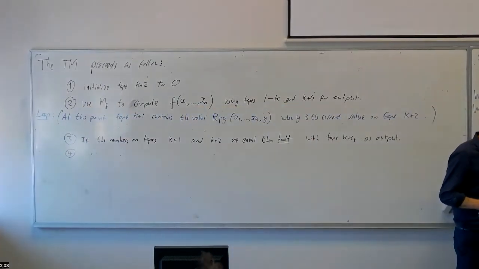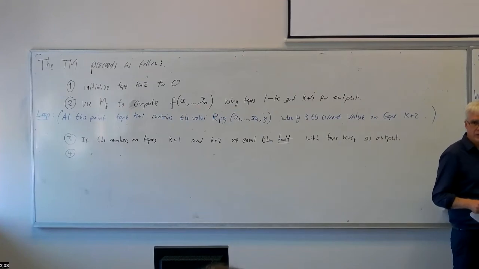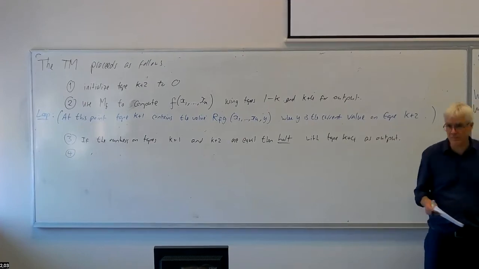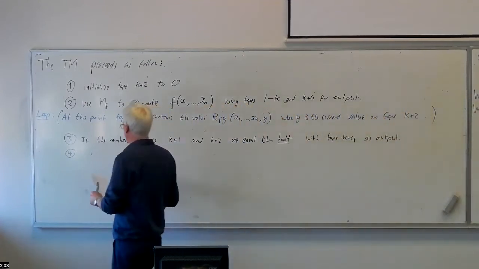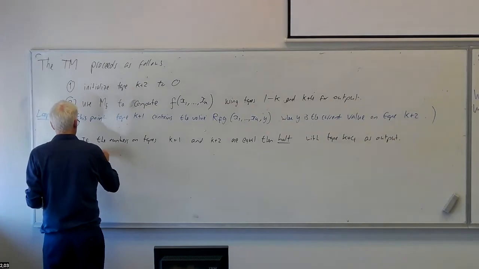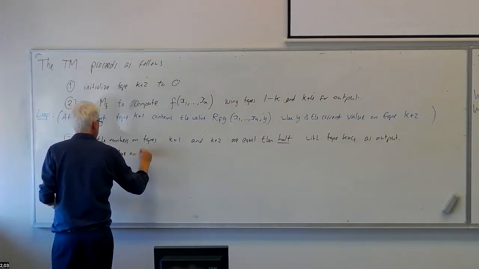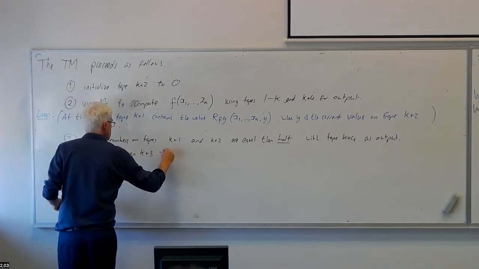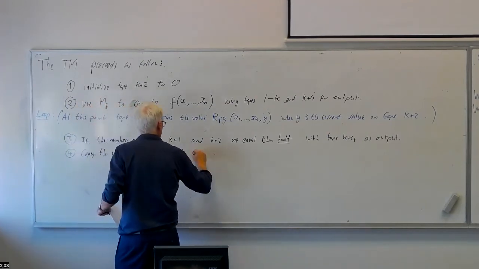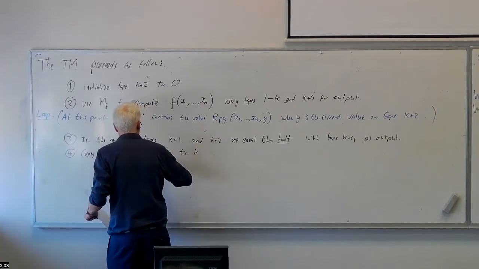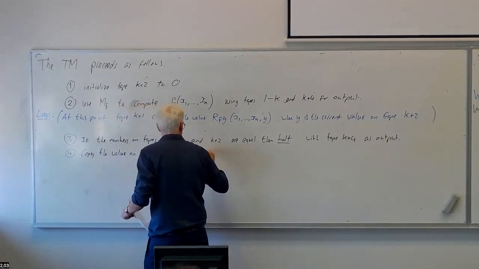So we found that the result on the k plus 4 tape is not the correct value we want to return. So at this point, it's useful to record it on the k plus 3 tape. So we copy the value on the k plus 4 tape to the k plus 3 tape.